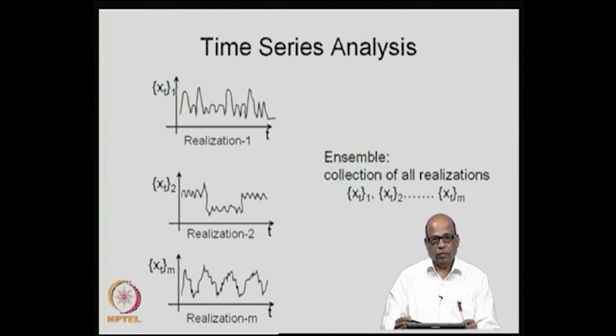In hydrology, generally we will have only one realization. Typically, hydrologic time series are notorious for the short length that they possess. Typically, if you have data for 50 years, it is supposed to be very useful. So, typically you may have a time series of about 50 years of flows.